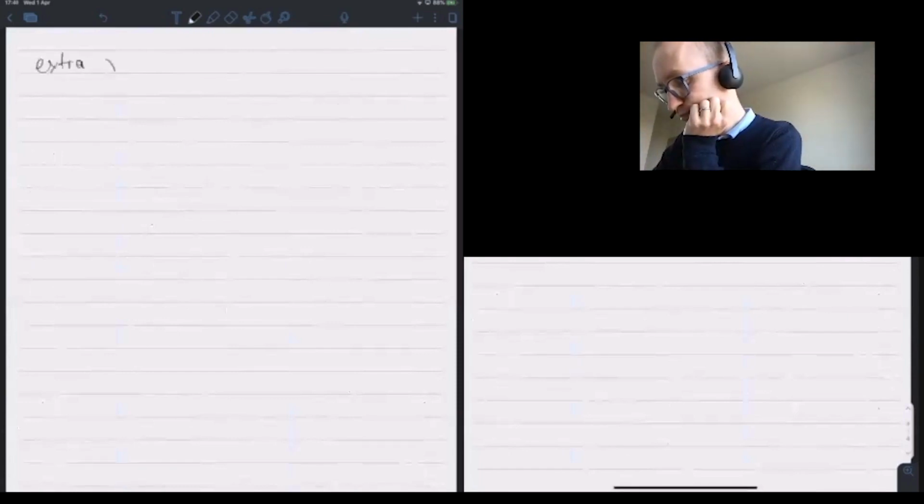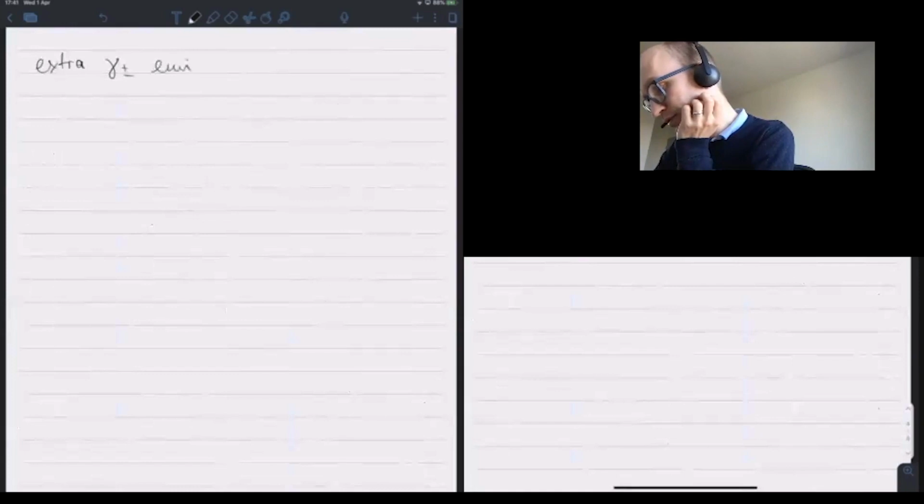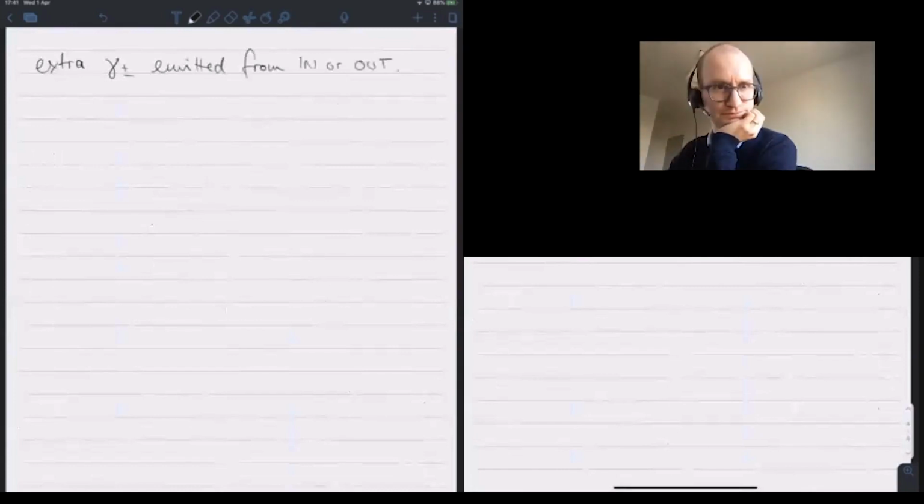So as I said, the extra gamma plus or minus could be emitted from an inline or an outline. So emitted from in or out. So now let us write down an expression for the relation between the amplitude with the soft photon and the amplitude without the soft photon.